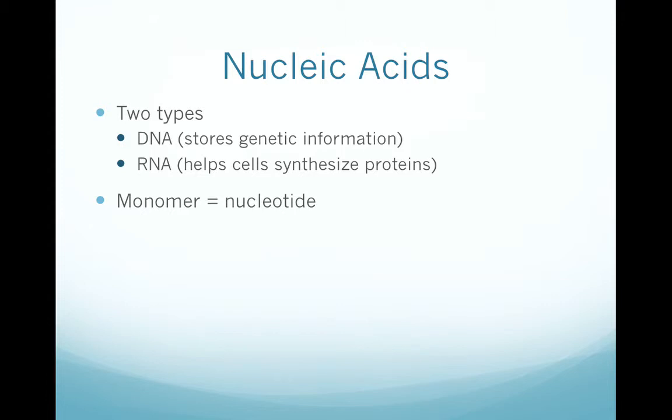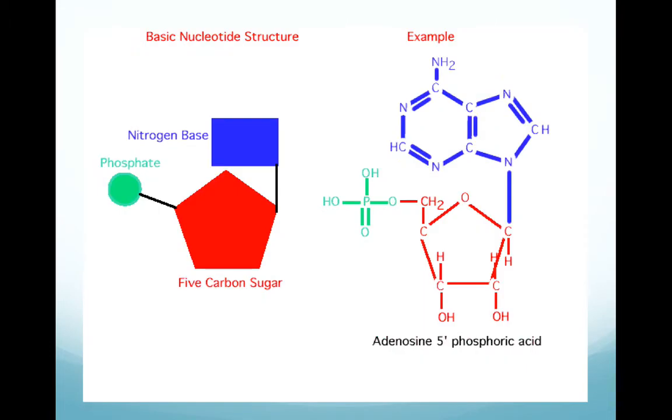The last type of biomolecule that we're talking about today would be nucleic acids. There are 2 types of nucleic acids, DNA and RNA. DNA stores genetic information, and RNA is used for cells to synthesize proteins. The monomer unit of a nucleic acid is the nucleotide. So a basic nucleotide structure is shown here. A nucleotide is made up of a 5-carbon sugar, a phosphate group, and a nitrogen-containing base.